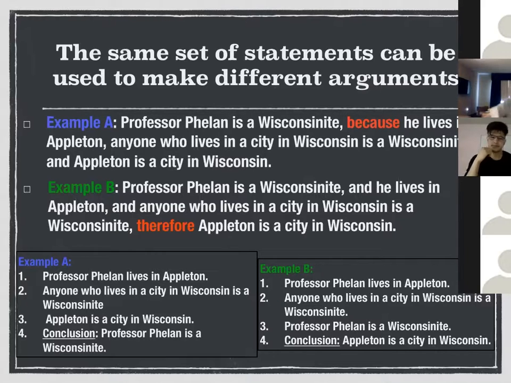I've already said this basically before, but I would say Professor Phelan lives in Appleton, California, and there are two ways to be a Wisconsinite, either to live in a city in Wisconsin or to be born there. And Professor Phelan was born in Wisconsin, right? So if all those things hold, then our premises all hold, but our conclusion fails, for example B.